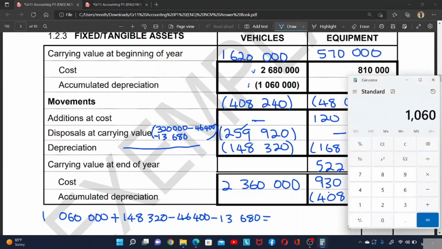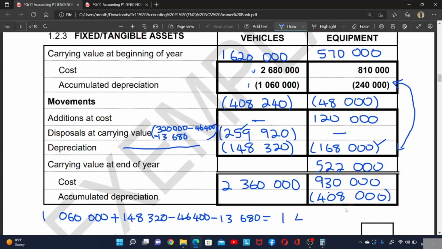so 1,060,000 plus 148,320 minus 46,400 minus 13,680 is equal to 1,148,240. Now to get the carrying value at the end of the year, we say cost minus accumulated depreciation, which is going to give you the carrying value of 1,211,760.